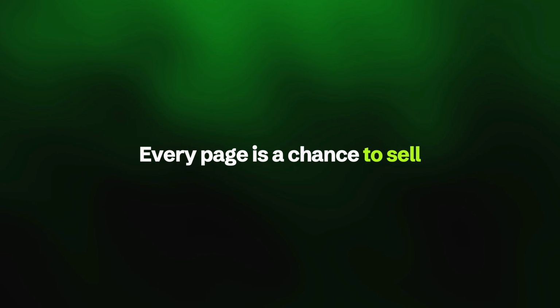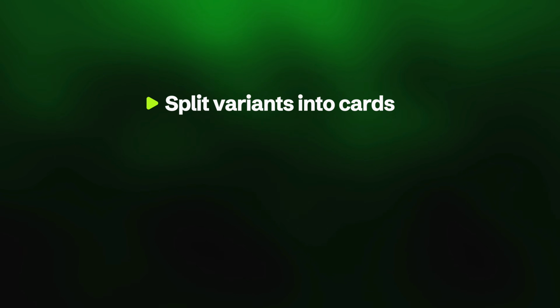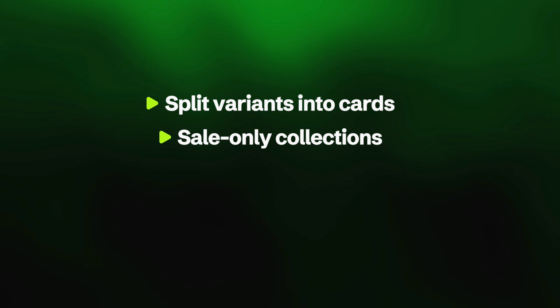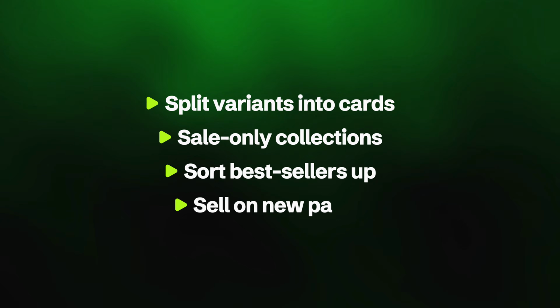Every page a customer lands on is a chance to put a product in front of them. Most stores only sell on 2 page types. The rest of the site is free space, so just use it. So here's the checklist. Split key variants into their own cards on the collection page. Build campaign collections that show only what's on sale. Sort best-selling variants at the top and put products on pages that have never sold before.